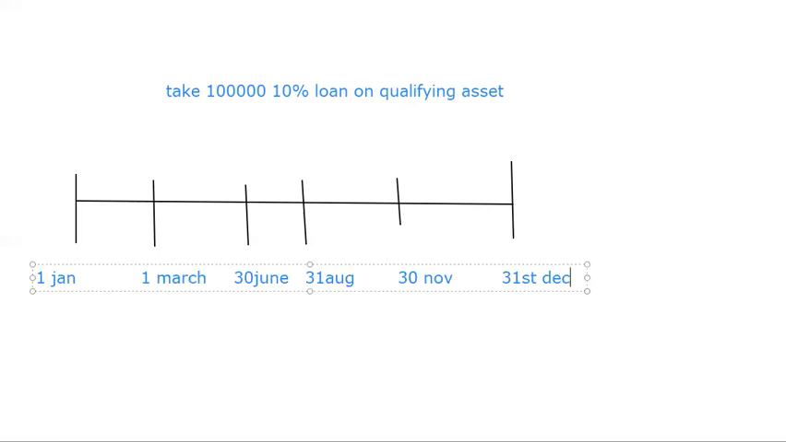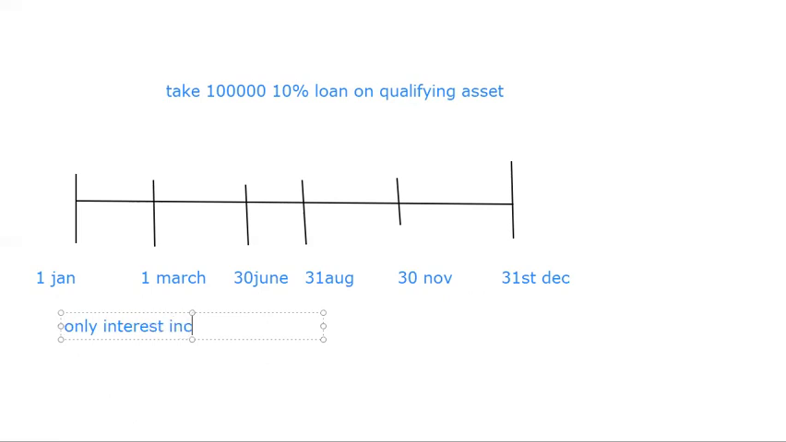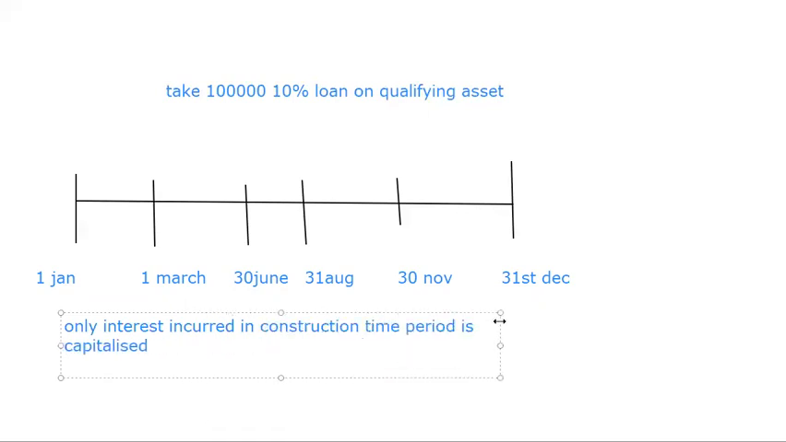Now, the technical point is that only interest incurred in construction time period is capitalized. Only interest incurred or paid in construction time period is capitalized, is borrowing cost.